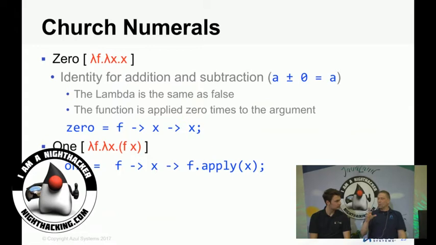Now, if we want to go to 1, what we do is we simply apply the function that we have as f to x before we return it. So in the first one above, you can see that we've got f goes to x goes to x. The second one, with 1, we've got f goes to f of apply x. So we're applying the function once. That's 1. If we look at the one for 0, we're applying the function 0 times. Okay, I get the idea.